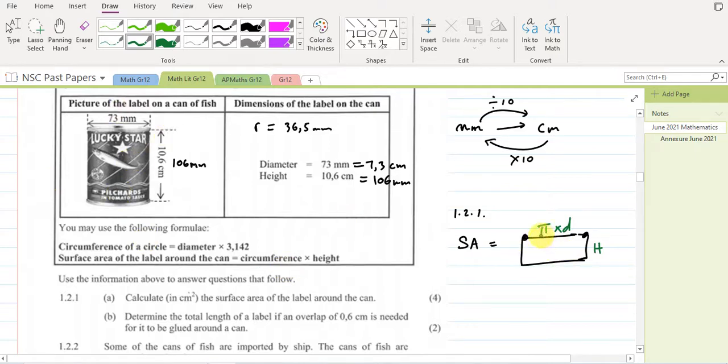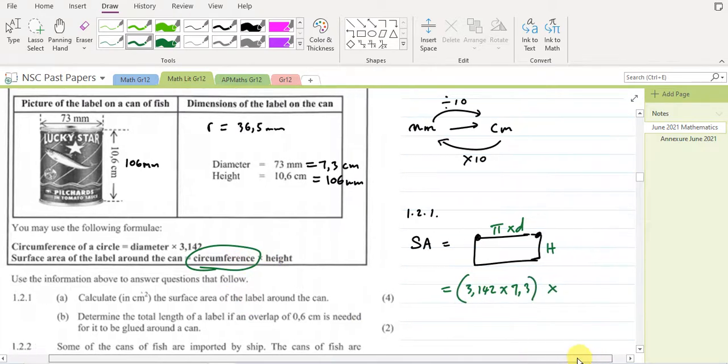So what's the surface area of the label around the can? It is pi times diameter times h. They said circumference times the height, which is the same thing. So surface area is now equal to circumference times height. Remember, you have to work out the circumference. Diameter times 3,142. Pi is given as 3,142. So 3,142 times diameter. The diameter is 7,3 centimeters, and then times the height.